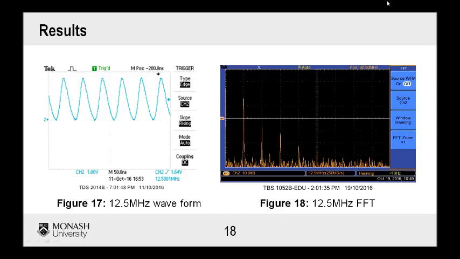Here are two figures. The one on the left shows the waveform at the receiver at 12.5 MHz, and the one on the right shows the fast Fourier transform of what was at the receiver, also at 12.5 MHz. Note that what was sent at the input, at the laser, was also a square wave. So we've gone from a square wave to a sine wave at this frequency.